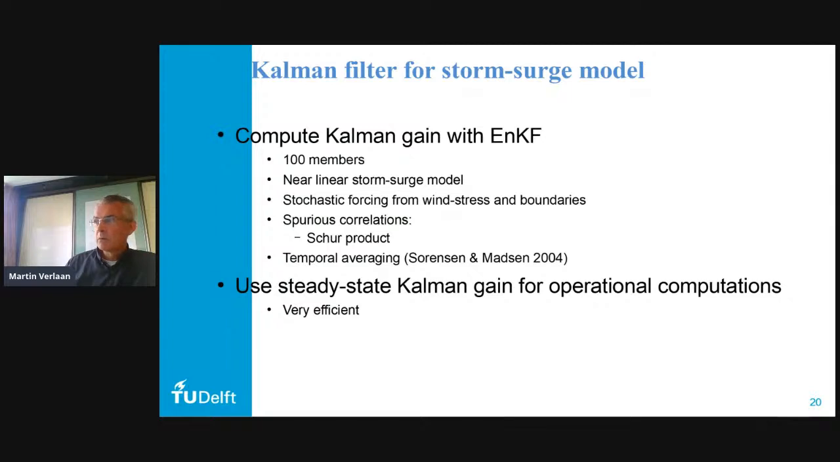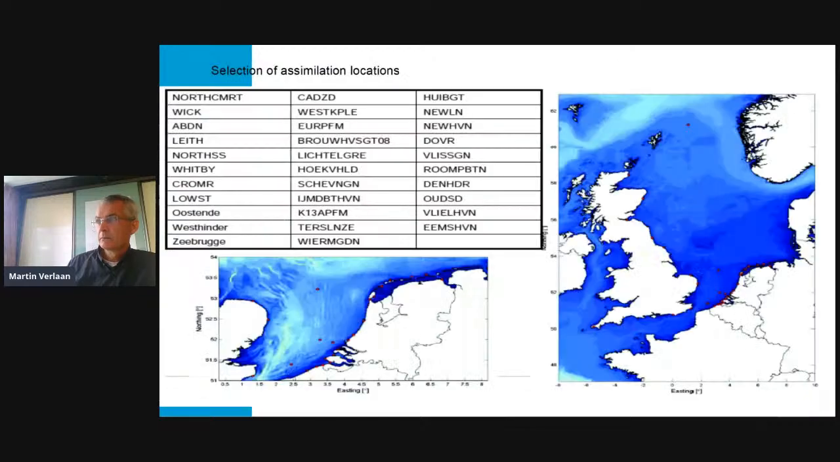We run the full ensemble Kalman filter offline and then derive a steady-state Kalman gain for operational computations. The advantage is that because this particular model is near linear, the steady-state Kalman gain works pretty well, and it's much more computationally efficient than a full ensemble Kalman filter, because you only have to run one model instead of 100. So that's an important computational aspect in real time.